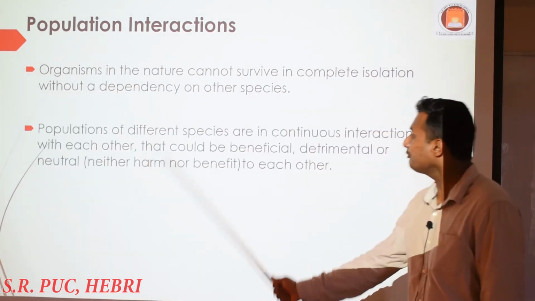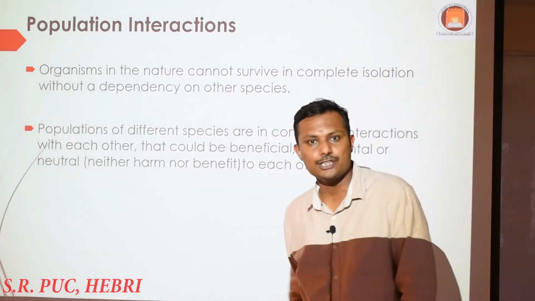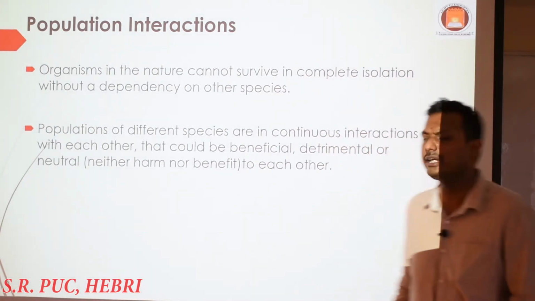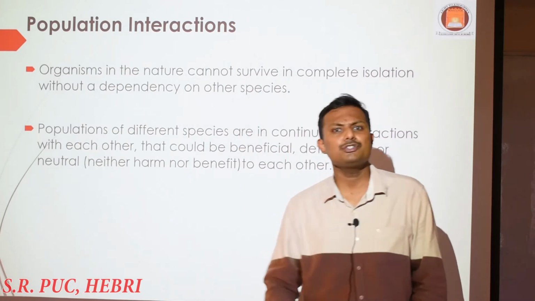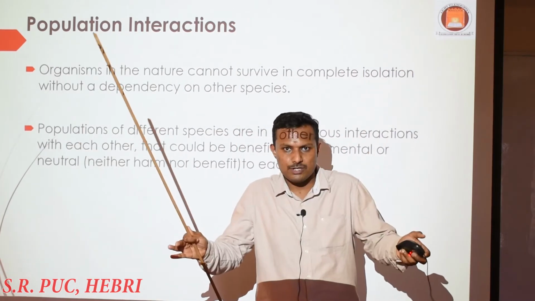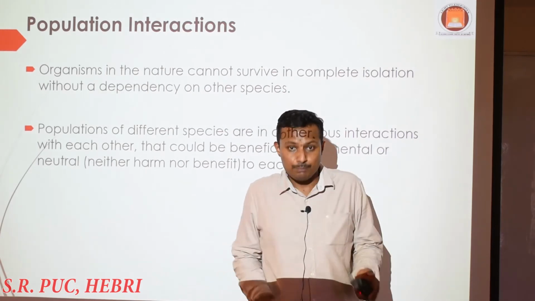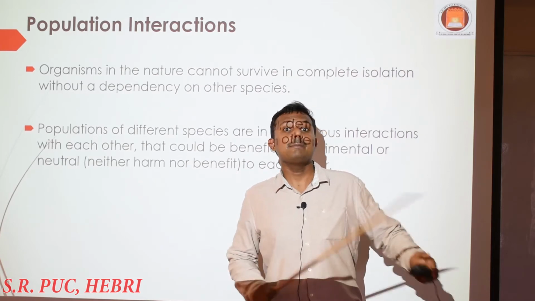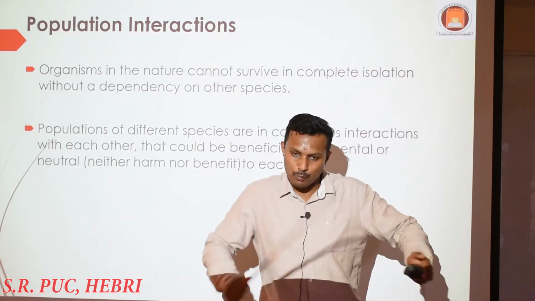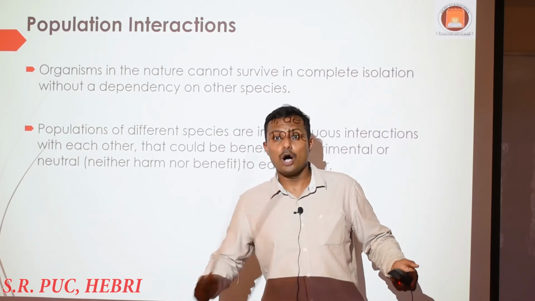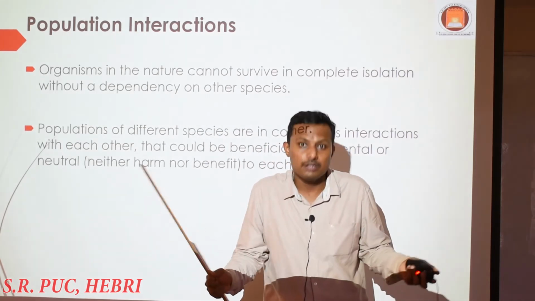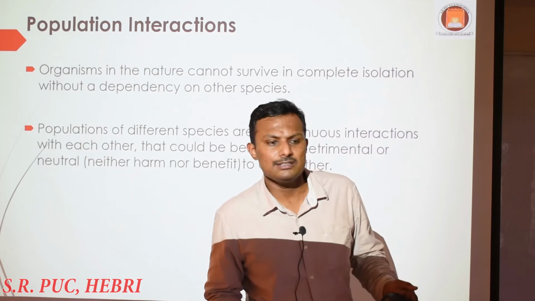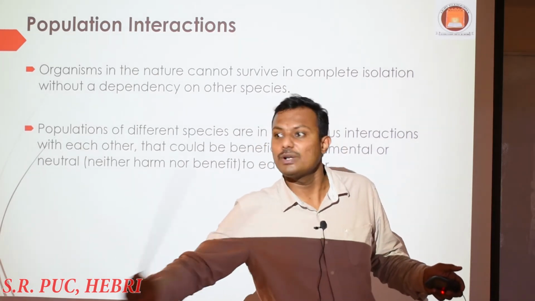Populations of different species are in continuous interactions with each other, maybe beneficial, maybe detrimental, that is destroying, or neutral. Because of this interaction, the two populations involved may both be benefited, or one may be benefited and one harmed, or in some cases both may be neutral, neither harmed nor benefited. Or sometimes one is benefited and one is neutral, or one is harmed and one is neutral.